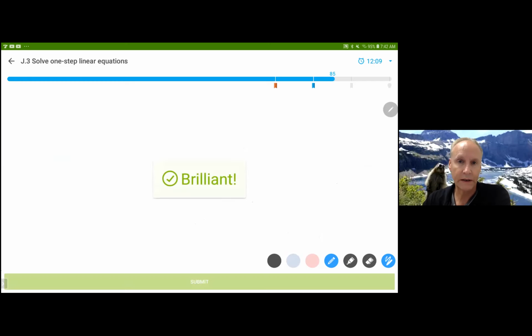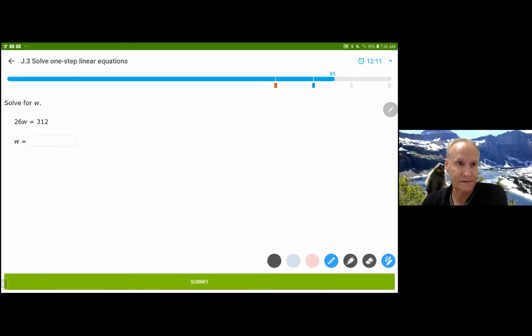Now, one thing I recommend is to have a calculator just handy on the side, or maybe pull it up on your screen so that you have a calculator, but use it to check. Don't use it as a normal device every time.